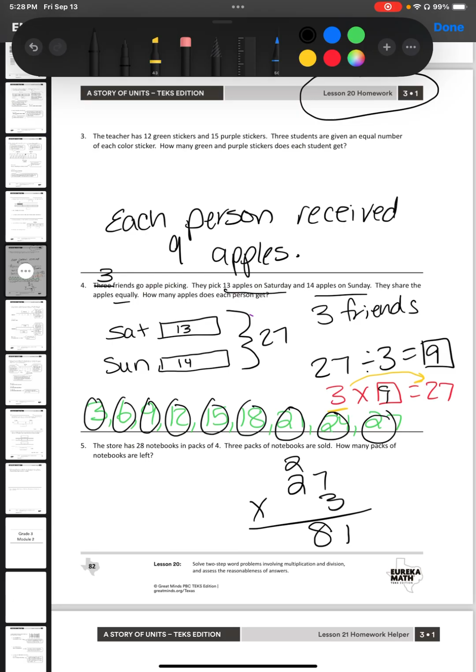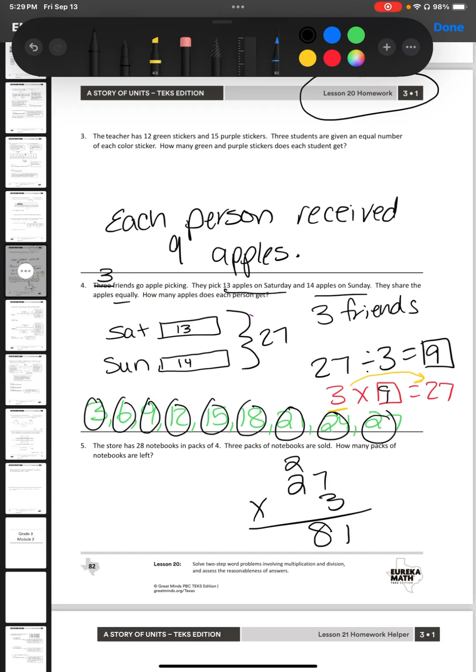Okay, so this is why I encourage your child to write their answer using a complete sentence, reread it, and ask themselves, does that make sense? Can they each get 81 apples if there were only 27 apples to start? No, they cannot. That's not reasonable. Okay, so that is that. They each got 9 apples. And again, take this slowly, one step at a time. What do you know for sure? And how do you get from what you know to what you're trying to find?